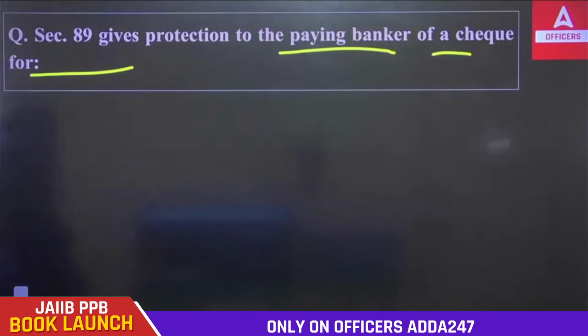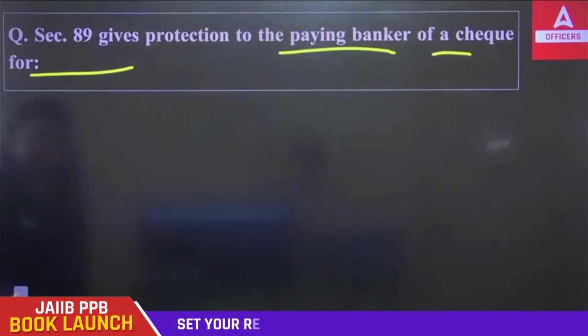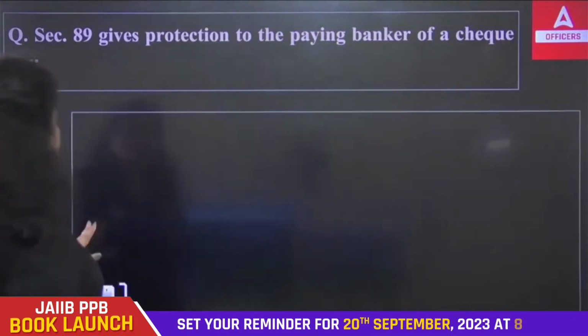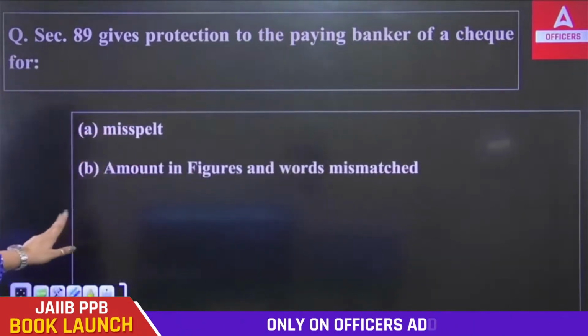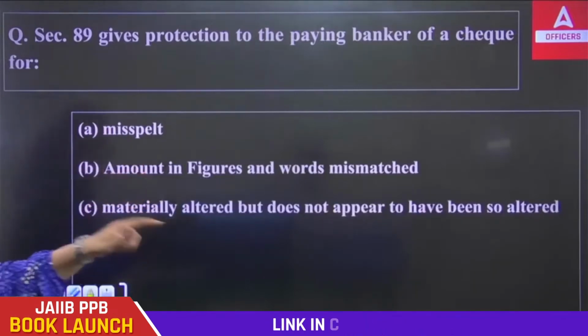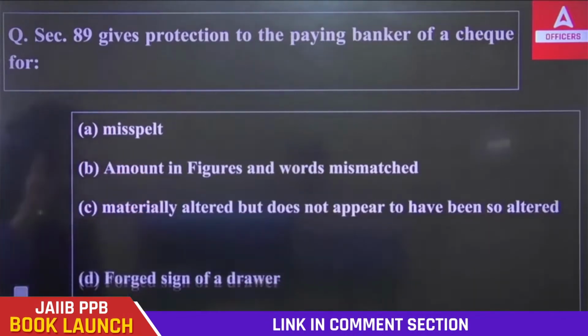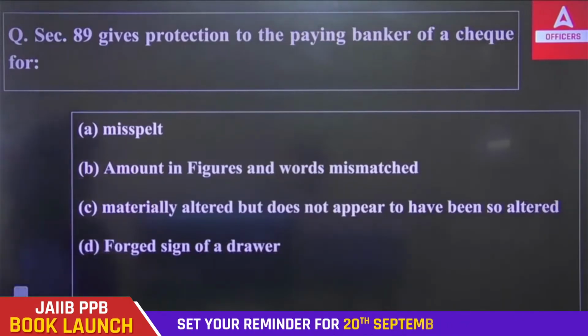So, section 89 gives protection to the paying banker of a check for: first, misspelled; second, amount in figures and words mismatch; third, materially altered but does not appear to have been so altered; fourth, forged sign of a drawer. So, which of the following will be covered?